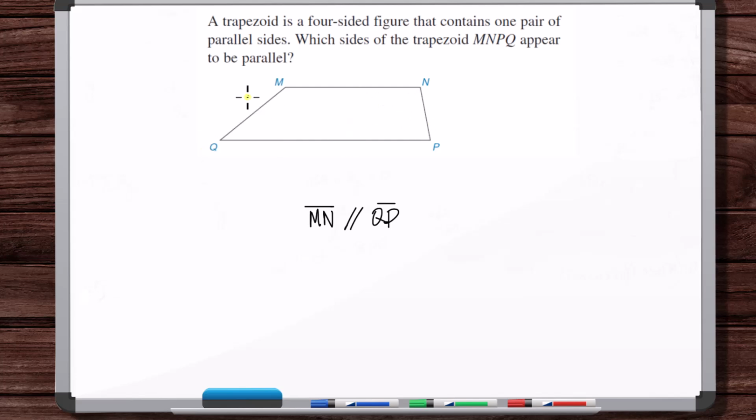But not NP and MQ, because if you extended them, going in this direction, they would never intersect. But you can go in either direction. As long as they intersect in some direction, then they're not parallel, and they would intersect here. So no. But MN and QP, if you went in either direction infinitely, those lines would never touch.